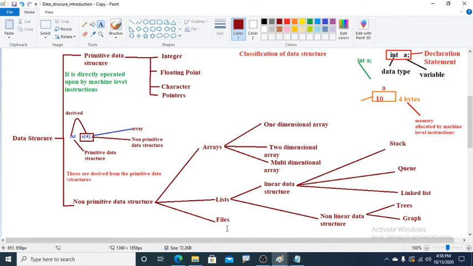As of now the primitive data structure definition is finished, and each and every subtype we also explained, and we learned non-primitive data structures. Now we are moving on to arrays. So what do you mean by an array? I will write the definition now.